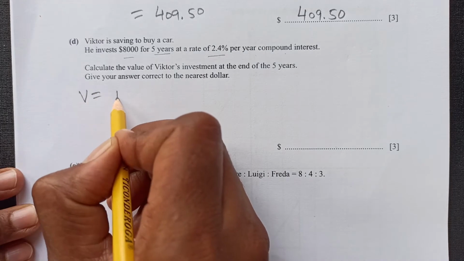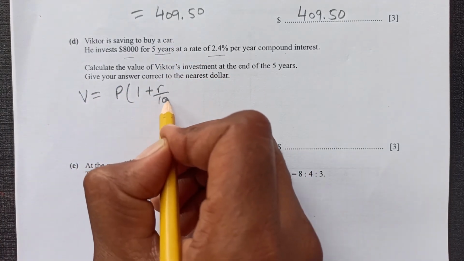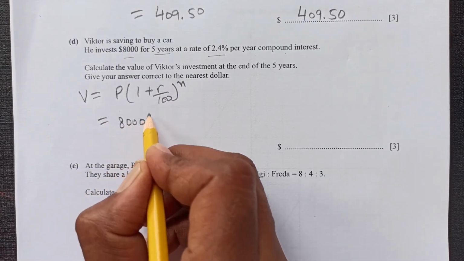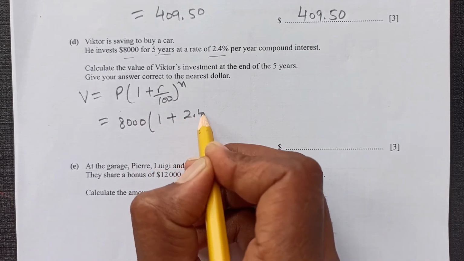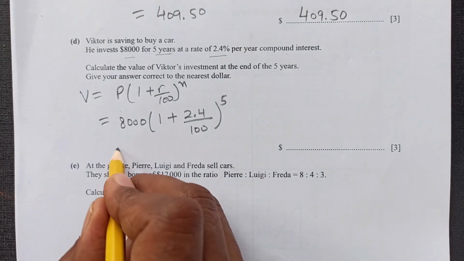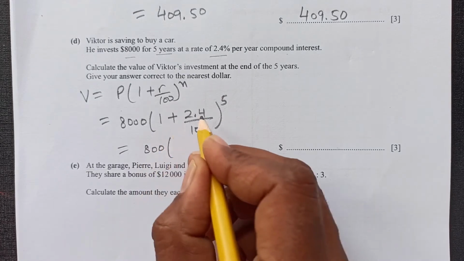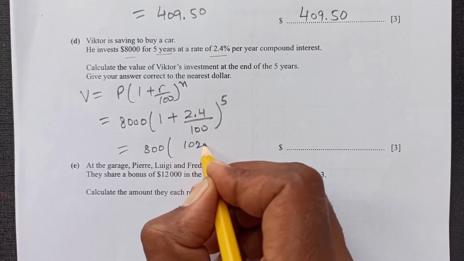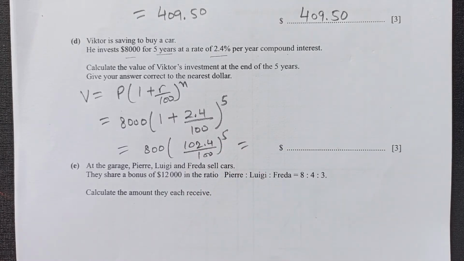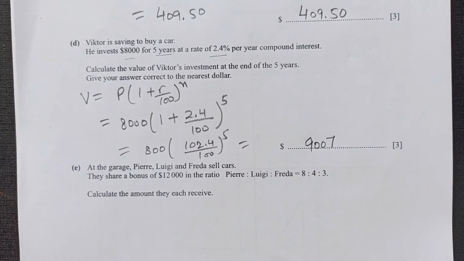So we are using the formula for the value of investment. P here is 8,000, times 1 plus R, which is 2.4 over 100, to the power n, which is 5. We can directly use a calculator for that. So this will be 8,000 times 102.4 over 100 to the power 5. If you calculate this, it comes out to be 9,007. So that is our answer.